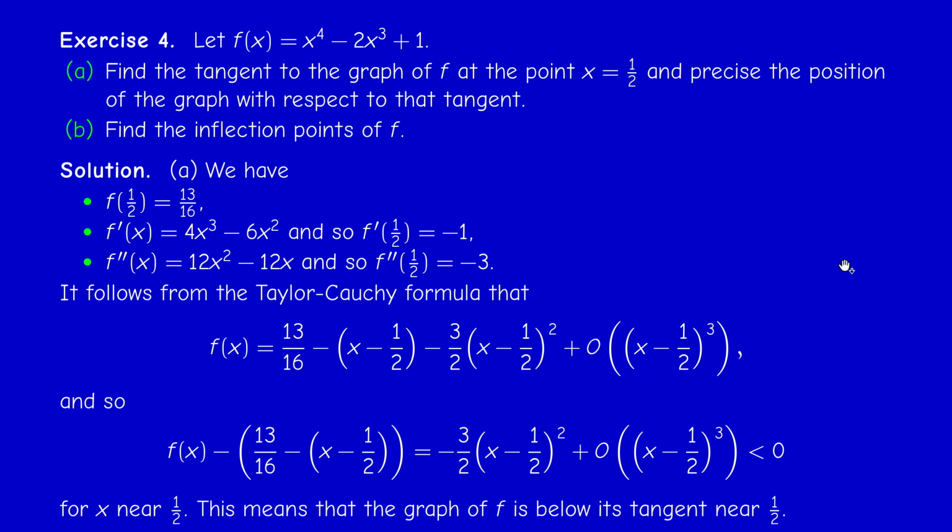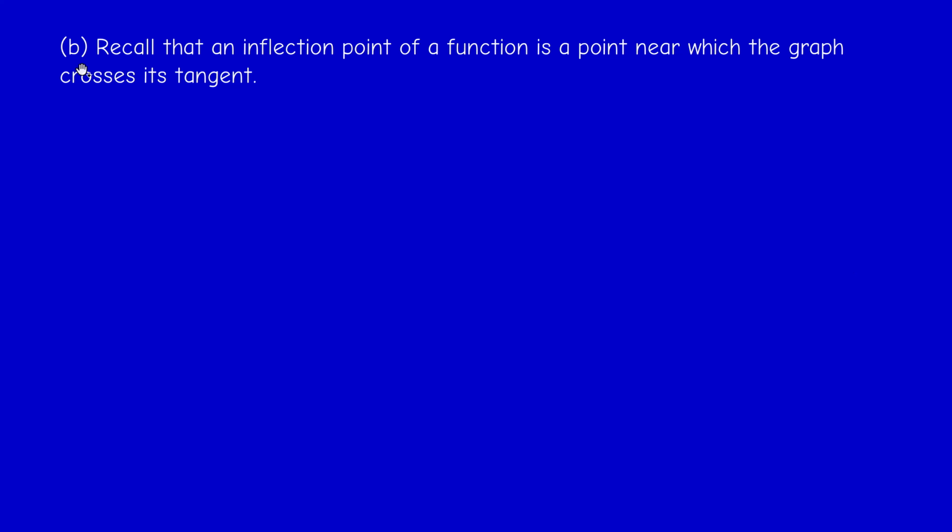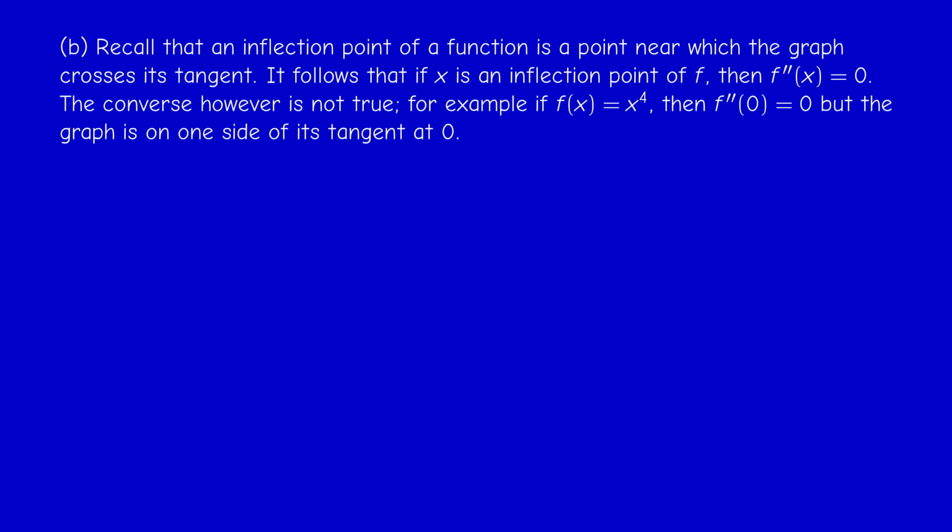Okay. Now, second question, find the inflection point. What is an inflection point? An inflection point is a point where the graph crosses its tangent, right? So we have a change of convexity, if you like. And we can prove, and you maybe proved it in school, that at an inflection point, the second derivative is 0. So an inflection point implies a zero of f double prime, but the converse is not true, right?